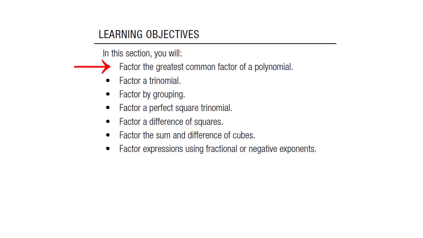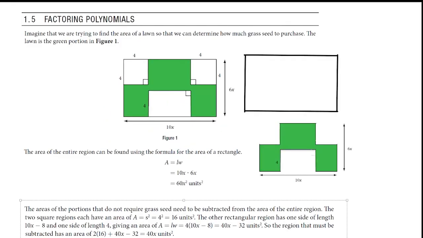We're going to factor the greatest common factor from a polynomial, factor a trinomial, factor by grouping, factor a perfect square trinomial, factor a difference of squares, factor the sum and difference of cubes, and factor expressions using fractional or negative exponents. In factoring polynomials, we're going to begin with an example.